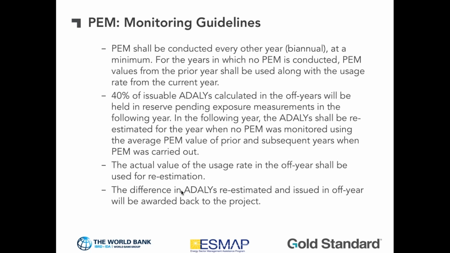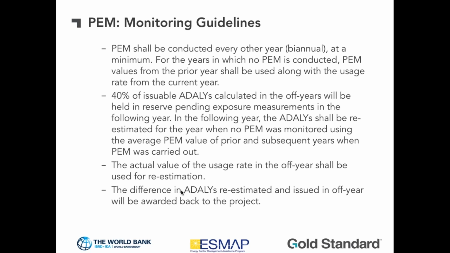So in case you are not going for every year monitoring and are doing it every other year, then for the year in which the exposures are not monitored, you can estimate the exposure for that year based on the previous year where the exposures were actually monitored. In that scenario, for the year where you are not monitoring exposure, we would set aside 40% of the issuable ADALYs into a reserve, and would issue you only 60% of the issuable ADALYs.